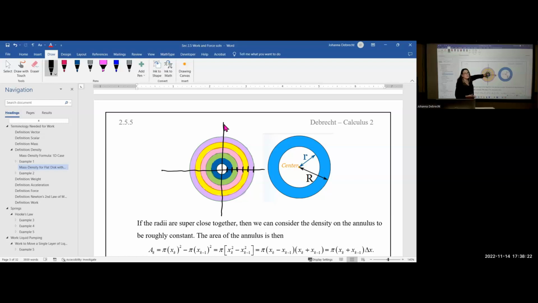On each individual ring, if we make the ring super, super thin, which these are not thin enough. I mean, if I made them thin enough, you wouldn't be able to see them. They'd look like lines.